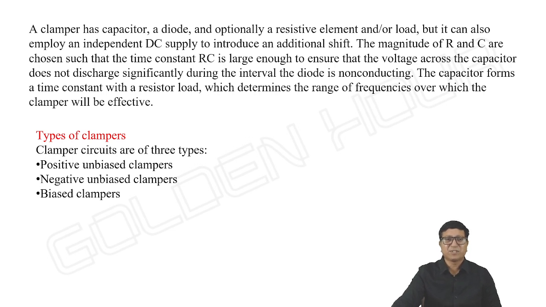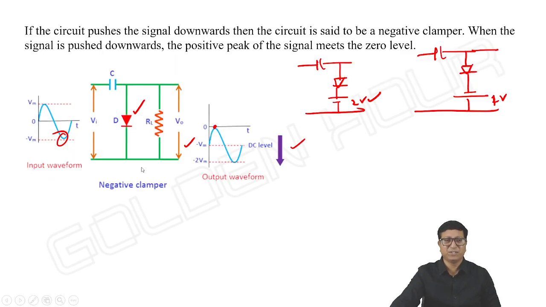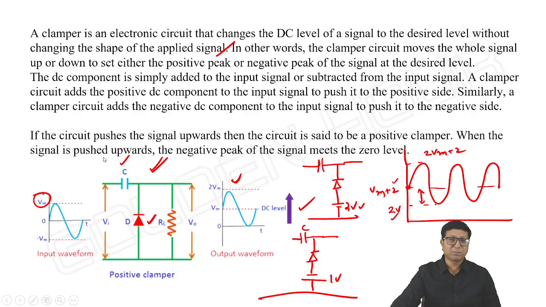And the capacitor forms a time constant with the resistor load, which determines the range of frequencies over which the clamper will be effective. Okay, but that always, right? Once you have a circuit, it has its own limitations as far as its working is concerned. You cannot use any signal of any frequency of your choice. There are some limitations in the frequency, and that limitation is decided by the capacitor and the resistor connected in parallel with the diode.